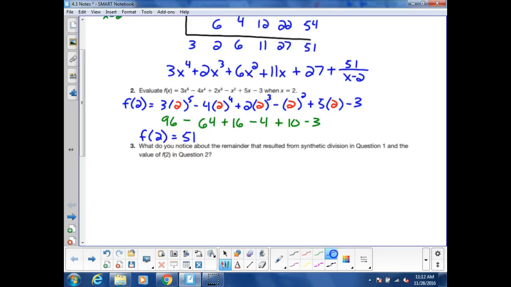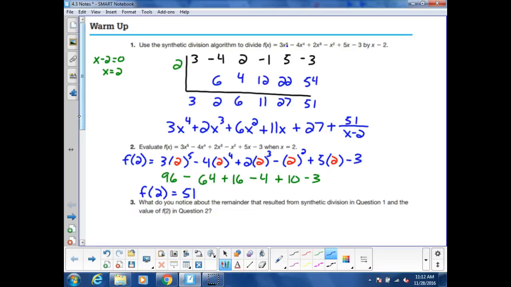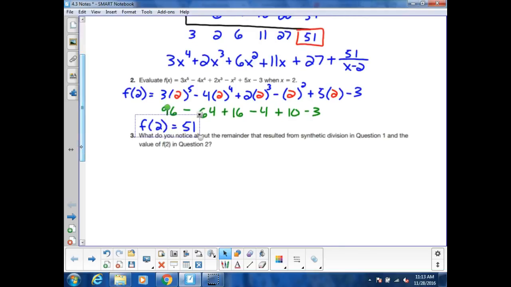Question number 3 says, what do you notice about the remainder that resulted from synthetic division in question number 1 and the value of f of 2 in question number 2? What did you notice? You scroll up again. The remainder was right here. The value of f of 2 is right there. What do you notice about them? They're the same. Do you think that's a coincidence?